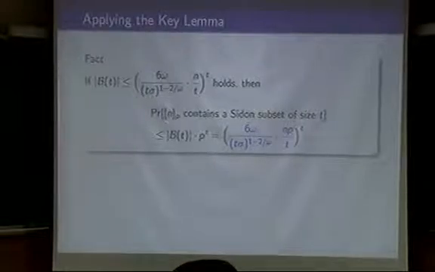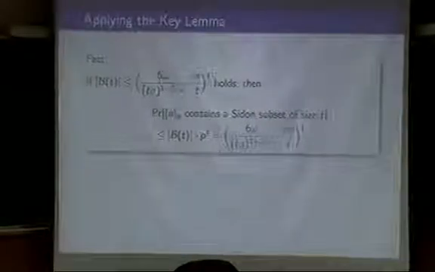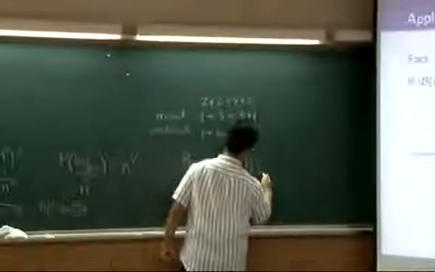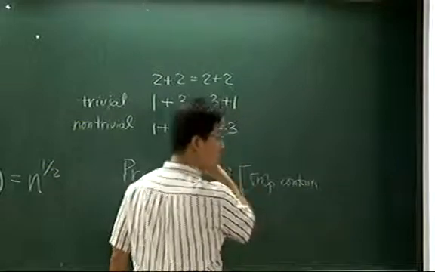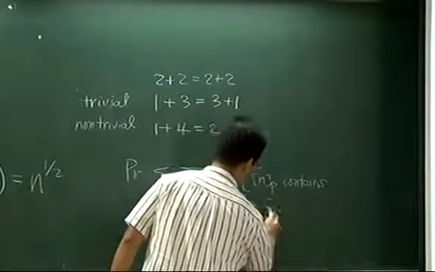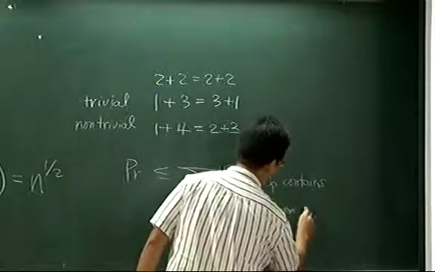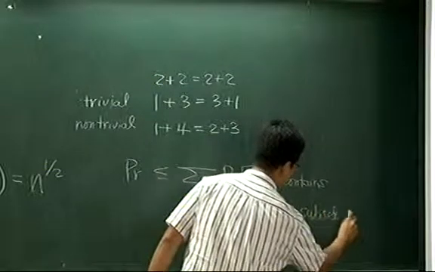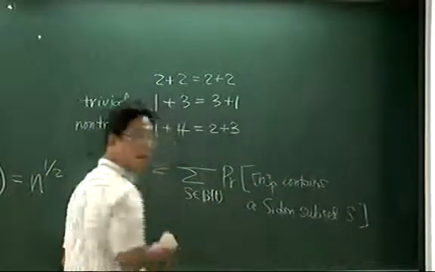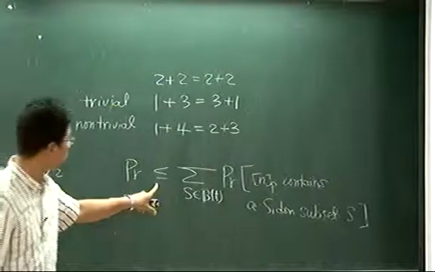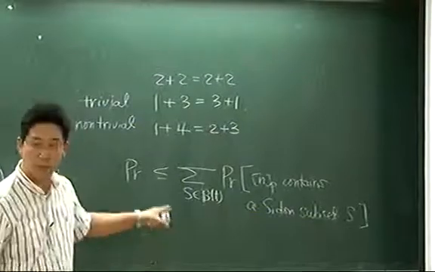So briefly speaking, this probability will be smaller than the sum of the probabilities that NP contains a fixed Sidon subset S, where S is in B of T. This will be not so hard.